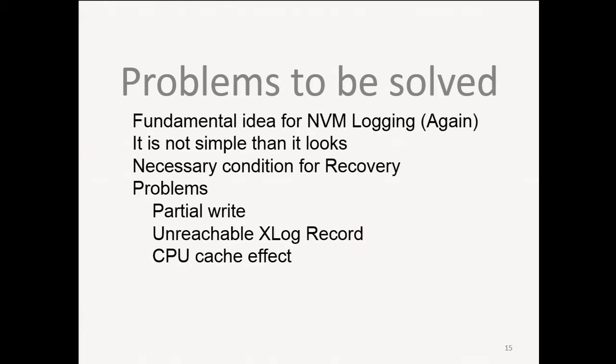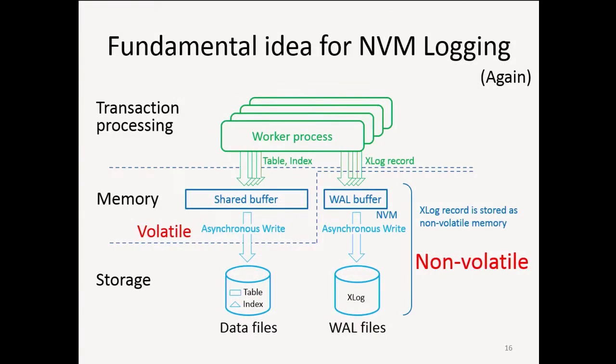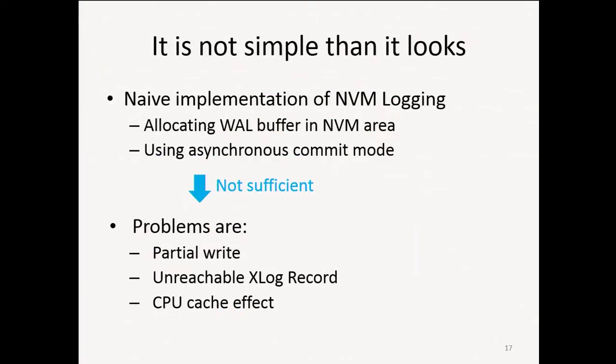And then, problems to be solved. Again, the fundamental idea for NVM logging is simple. But it is not as simple as it looks. A naive implementation of NVM logging would be allocating the WAL buffer in the NVM area and using asynchronous commit mode in the DBMS. But it is not sufficient because there are problems like partial write, unreachable XLOG record, and CPU cache effect.